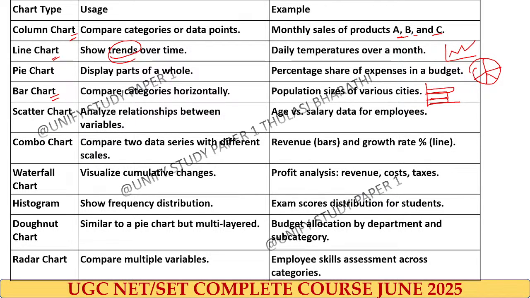Yes. And then we have a waterfall chart. It is a different type of chart that we use to visualize the cumulative changes, what has been done last month, and how it has been improved. Like that we can have the cumulative changes, we can use the waterfall chart.